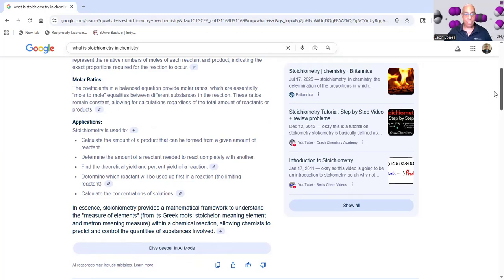So basically, in essence, stoichiometry provides a mathematical framework to understand the measure of elements. It's from its Greek roots, stoicheion, meaning the element, and metron, meaning measure, with a chemical reaction allowing chemists to predict and control the quantities of substances involved.